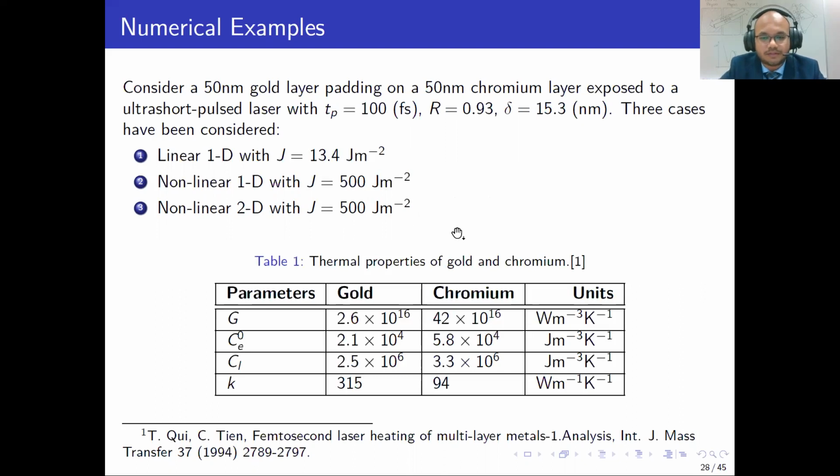And the thermal properties of gold that we have used here are from this paper itself, where they have published the experimental results. Here we can see that the electron lattice coupling factor for chromium is much higher than that of gold. That's how the energy from the electron is absorbed by the lattice of the chromium in the second layer, and that is protecting the gold layer.